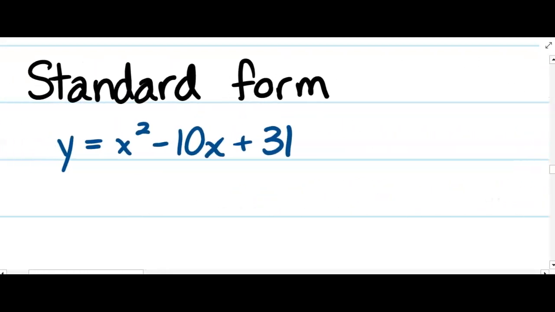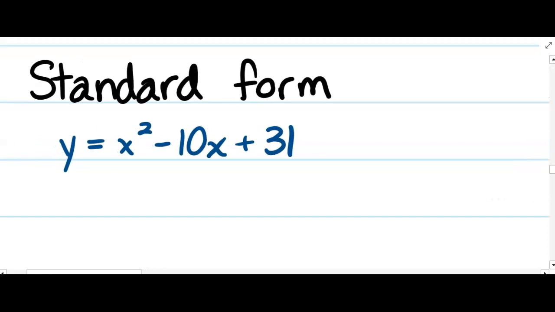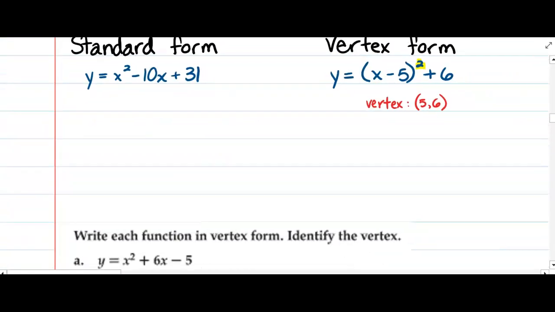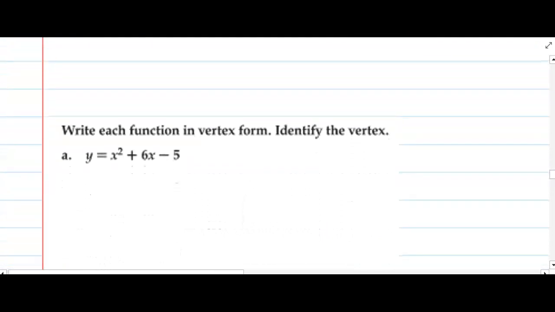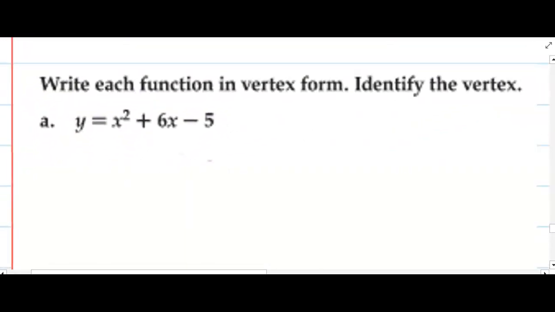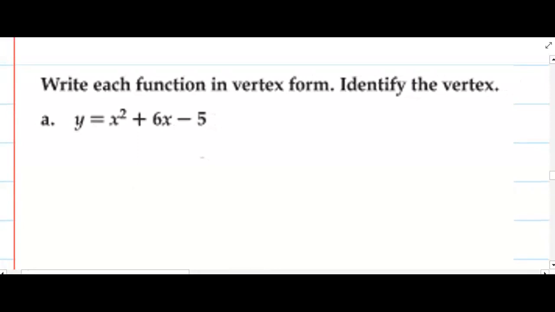Right here is the same parabola, but it's in standard form, and I cannot tell where the vertex is just looking at this form. So sometimes we want to change things from standard form into vertex form. And to do that, we're going to do something very similar to where we left off in our last video for step 12 when we were completing the square.